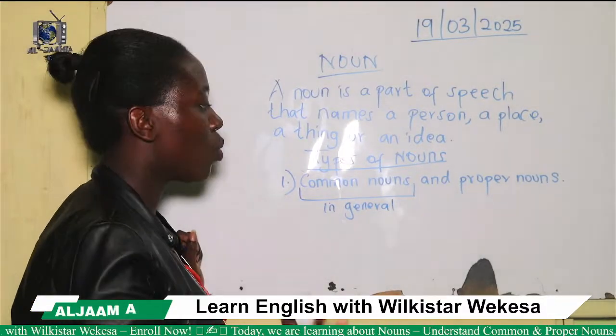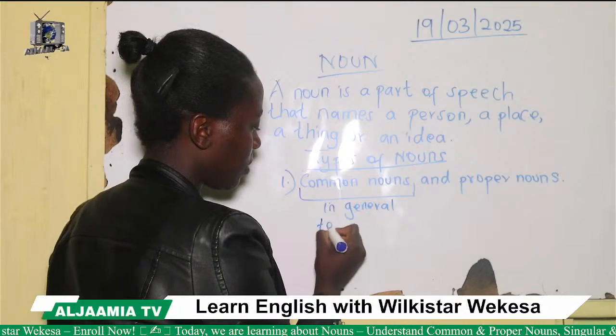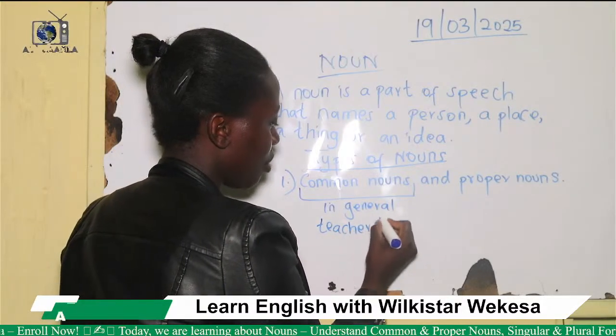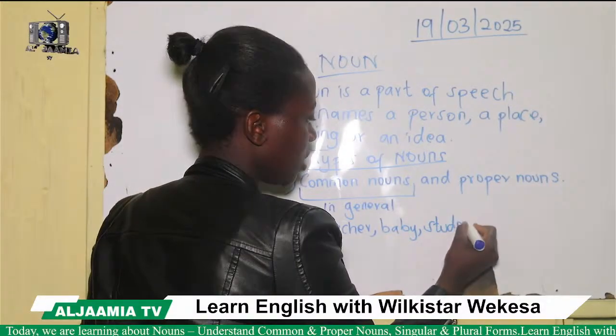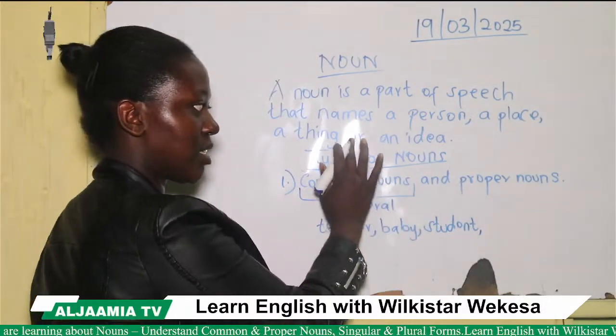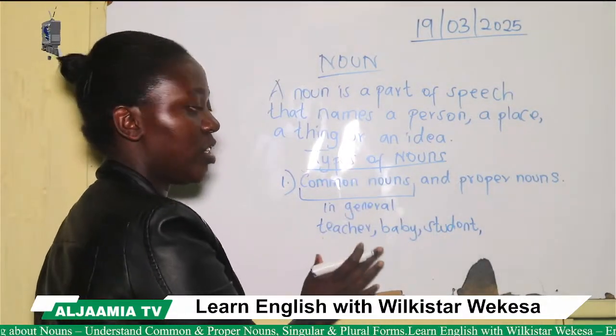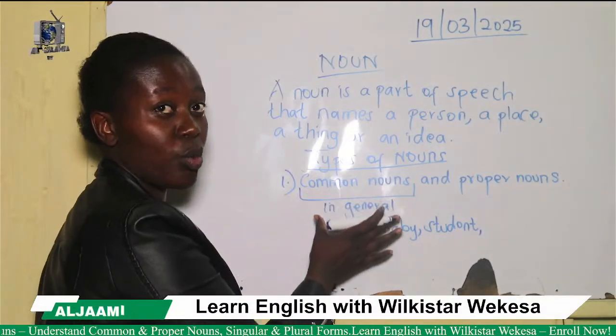So for example, when you say teacher, baby, student, and now all the things and ideas are under the general nouns. So those are common nouns, okay?